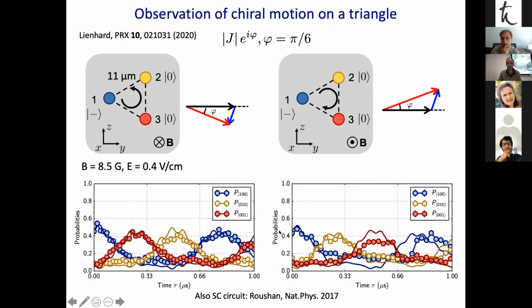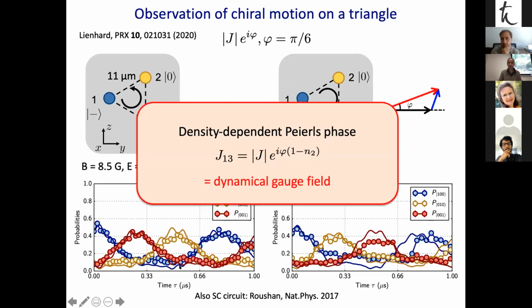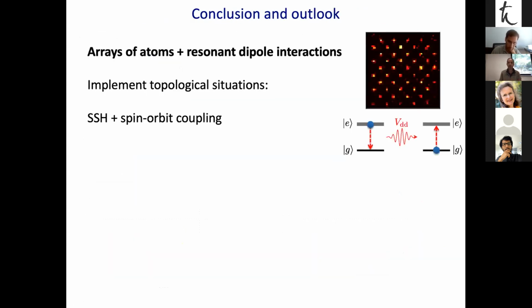So you go from 1 to 2 to 3, while here you are going from 1 to 3 to 2. Something which I'm not going to describe is that if you place two excitations in this system, you can implement a density-dependent Peierls phase, which is akin to a dynamical gauge field. Or you can have an interpretation in terms of anyons. But this is all I wanted to tell you: these platforms, which combine arrays of atoms and resonant dipole interaction, allow you to implement topological situations, which we have explored in two instances: the SSH model and a very elementary example of spin-orbit coupling.